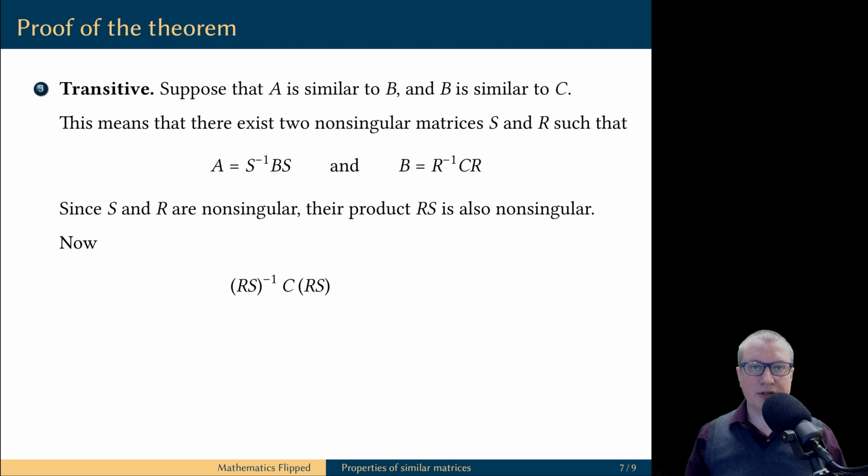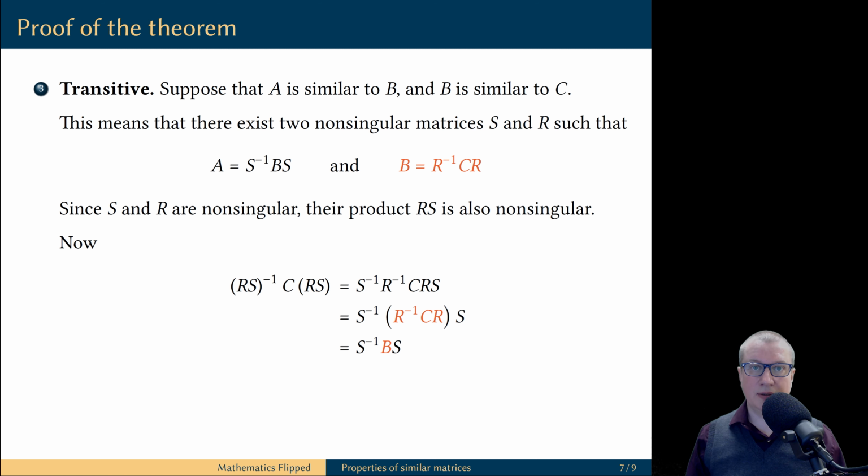Let's see what happens when we perform a similarity transformation on the matrix C using the non-singular matrix RS. First, we are going to apply the socks and shoes theorem, which says that the inverse of the product of the matrices is the product of their inverses but written in the opposite order. Then, we are going to use the associative property of matrix multiplication.